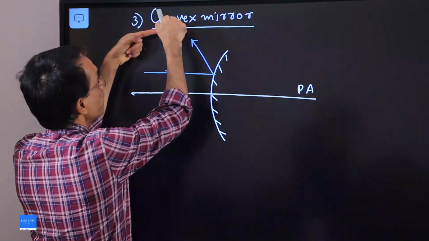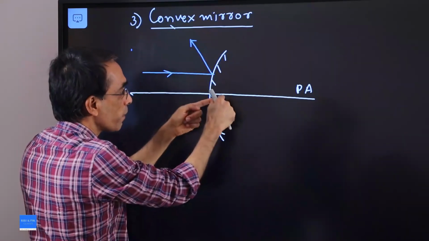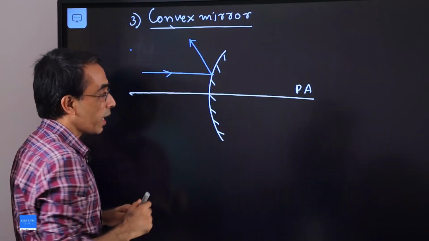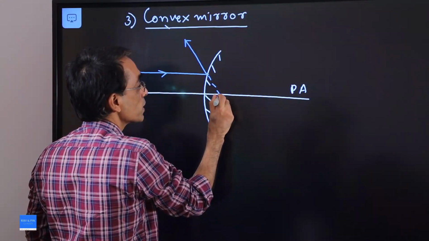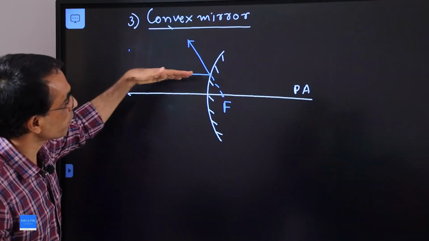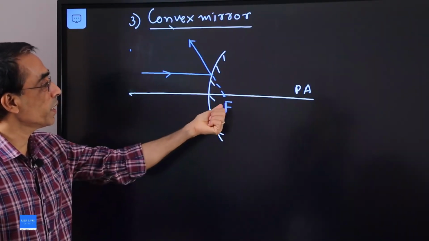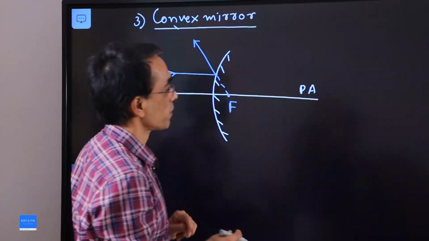And for any observer watching from this side, this will appear to be coming from a point on the principal axis. And now we know that point is what we call the principal focus. This is the principal focus. So a light ray which is parallel to the principal axis will appear to be coming from the principal focus. Okay, that is the first diagram.